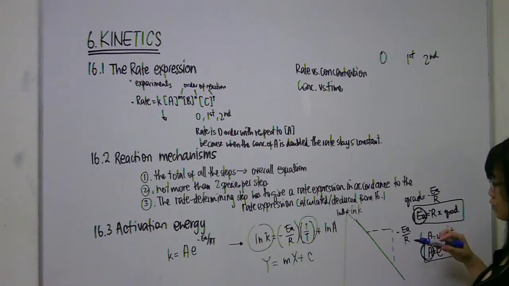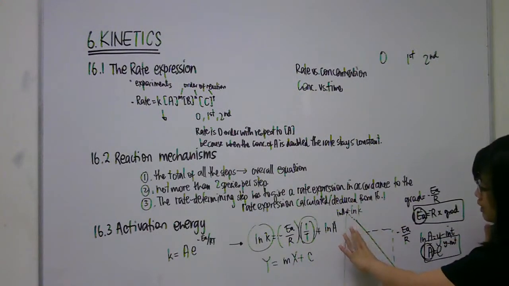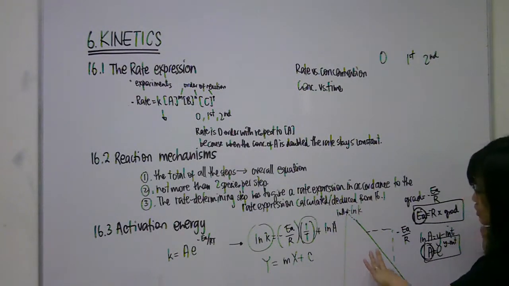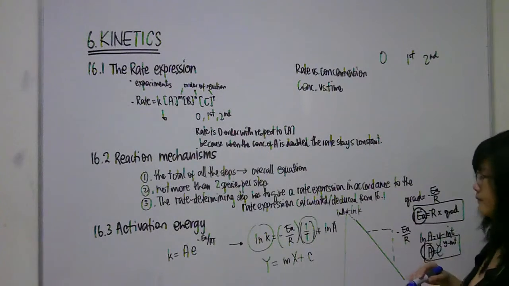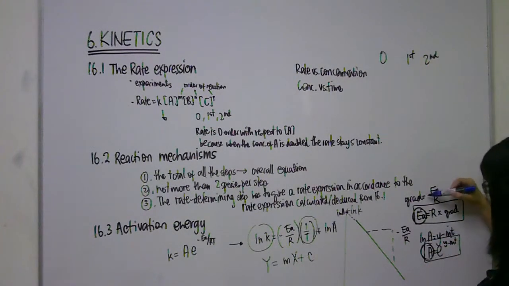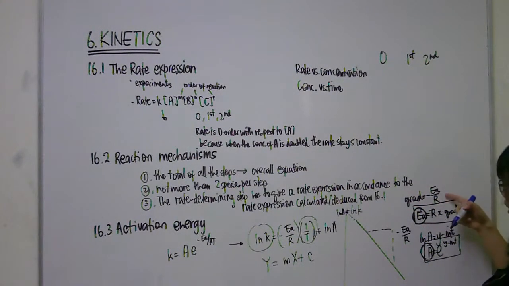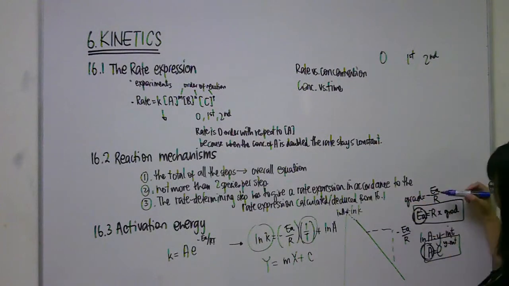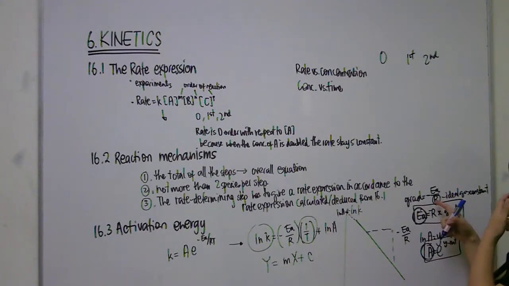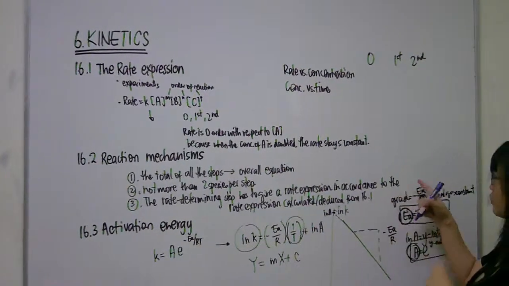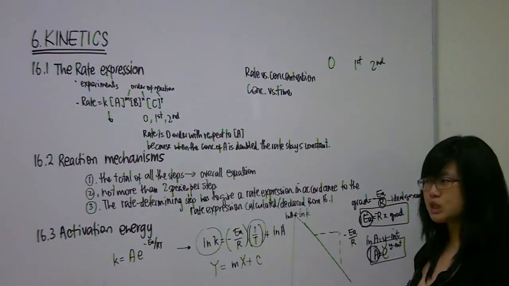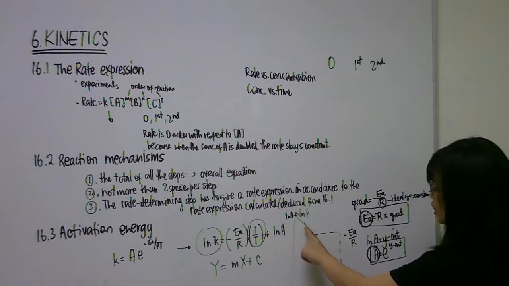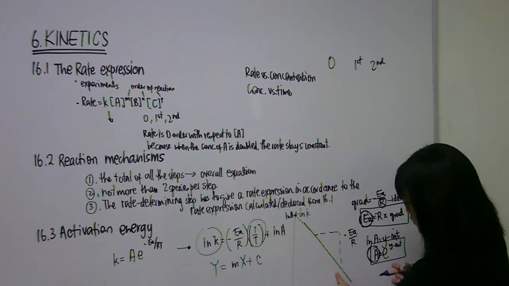Another thing that you need to take note of while teaching this, is that you need to teach students that the gradient of this graph must always be negative, because see, gradient is minus EA over R. R we know is the ideal gas constant from chapter 1, and the ideal gas constant is always positive. So if this is not negative, your activation energy will be negative, which is impossible. So your line should always have a negative gradient.